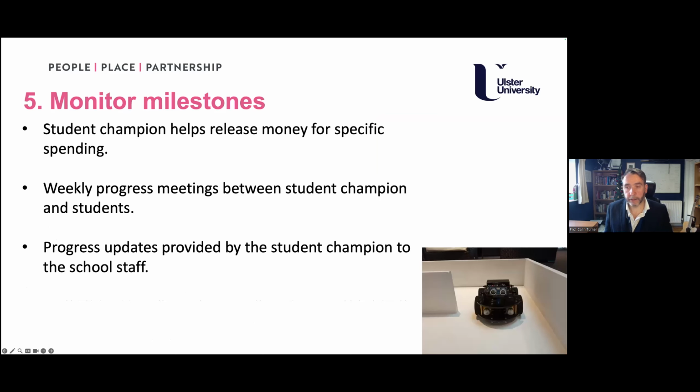You want some mechanism for being able to monitor the milestones. In my case, the Student Society produced their own report, which they actually gave to the Vice Chancellor. So they can do this as well, but give them a mechanism for doing that.